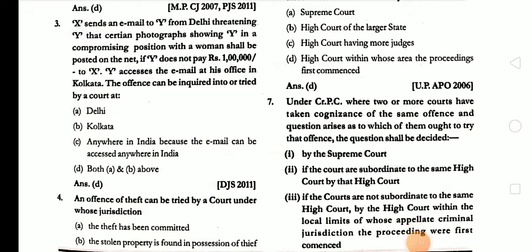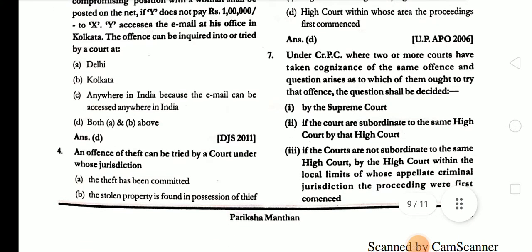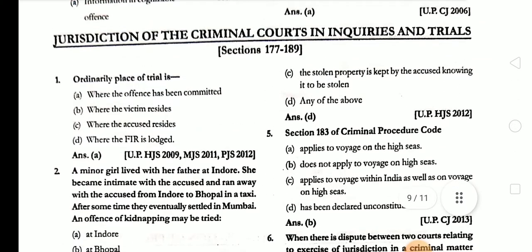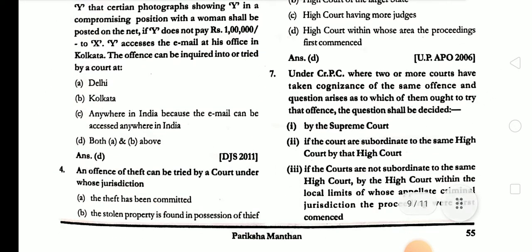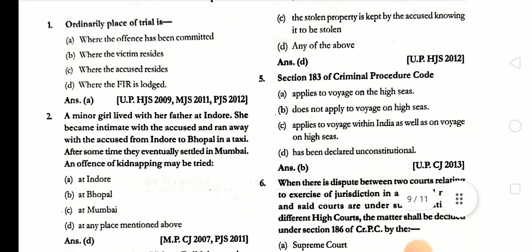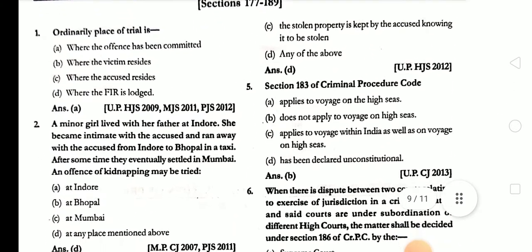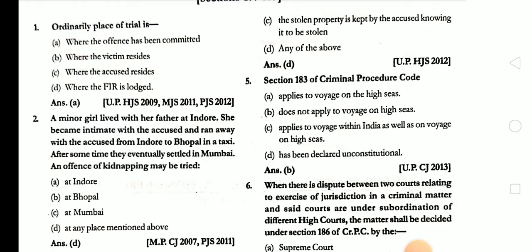Next question: an offence of theft can be tried by a court under whose jurisdiction? Answer will be D, any of the above. Where the theft has been committed, where the stolen property is found in the possession of the thief, or where the stolen property is kept by the accused knowing it to be stolen. So at any of these places.